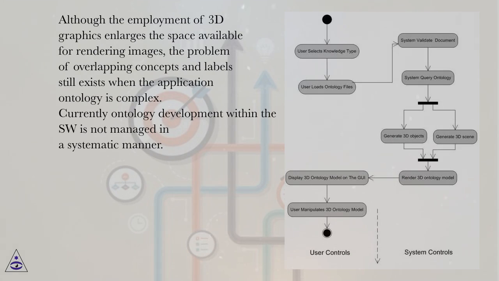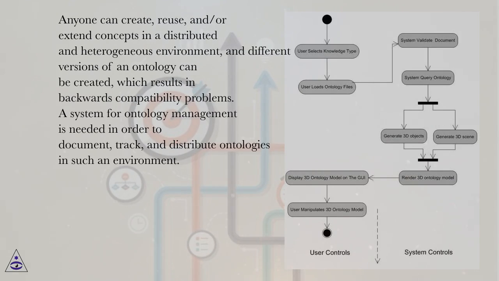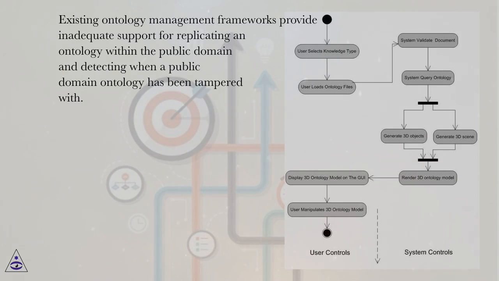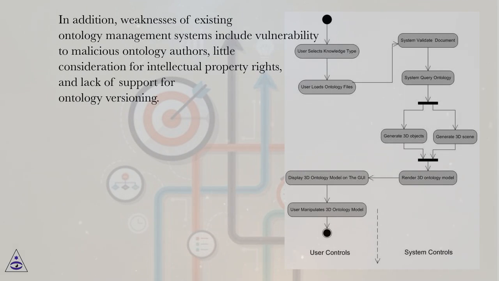Currently, ontology development within the SW is not managed in a systematic manner. Anyone can create, reuse, and/or extend concepts in a distributed and heterogeneous environment, and different versions of an ontology can be created, which results in backwards compatibility problems. A system for ontology management is needed in order to document, track, and distribute ontologies in such an environment. Existing ontology management frameworks provide inadequate support for replicating an ontology within the public domain and detecting when a public domain ontology has been tampered with. In addition, weaknesses of existing ontology management systems include vulnerability to malicious ontology authors, little consideration for intellectual property rights, and lack of support for ontology versioning.